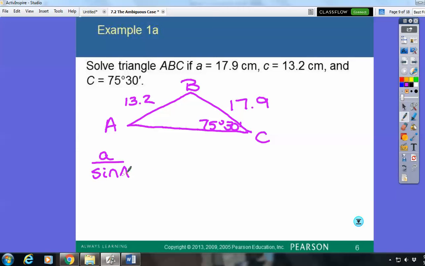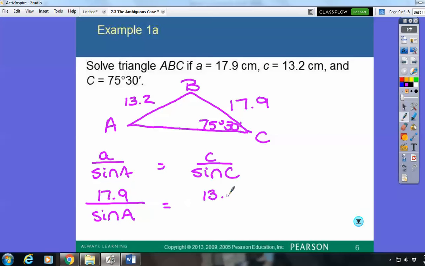So A over sine A equals c over sine c. So side A was 17.9 over sine of angle A equals side C, 13.2 over the sine of 75 degrees, 30 minutes.